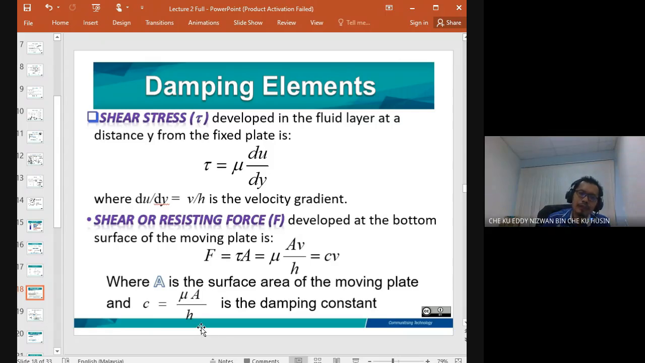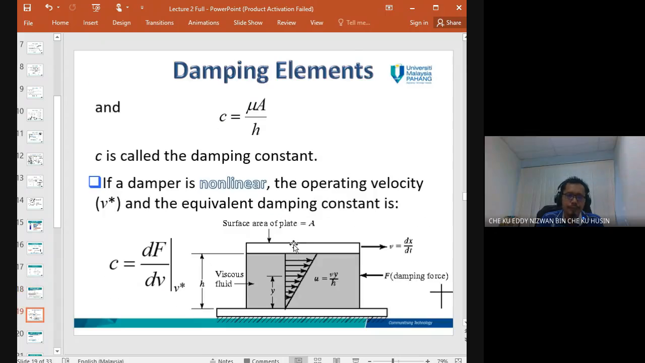Normally the damping constant is just a single value. The value is given, you don't have to calculate it based on this equation. So that's the concept of how we get the C value.